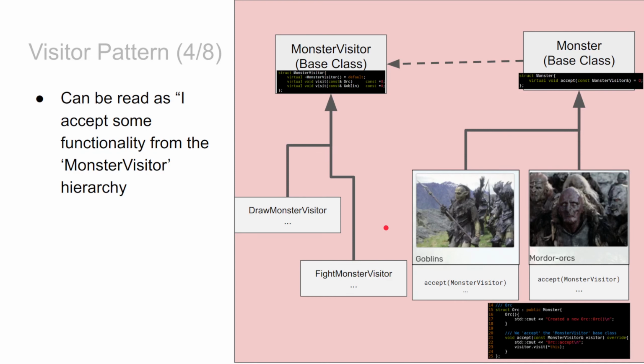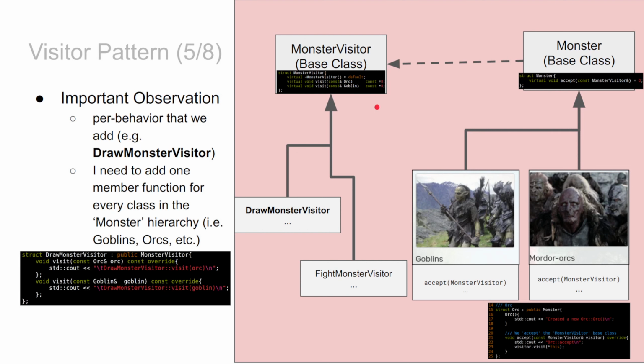And sometimes it's a little bit weird. Here's the code. I'm going to write it so it's a little bit bigger for you. But you can kind of read this as I accept some functionality from the monster visitor hierarchy. That's the accept here. And then the monsters, again, are the ones visiting these base classes to grab the functionality. Okay, so that is the idea with this terminology. You'll have accept and visit most commonly labeled here.